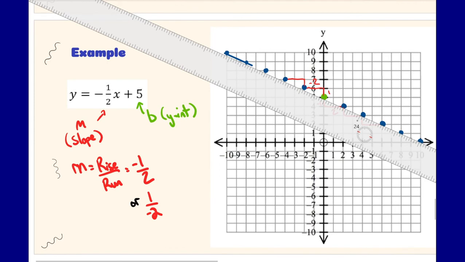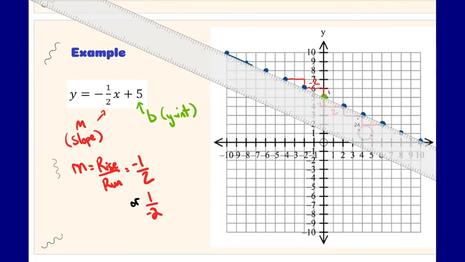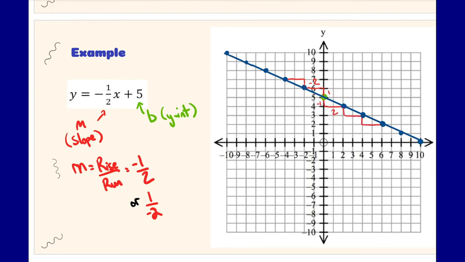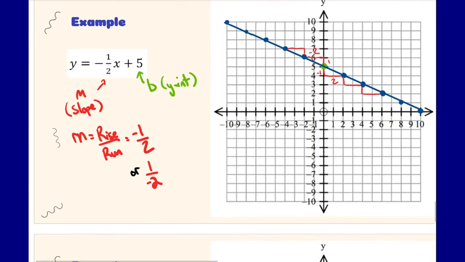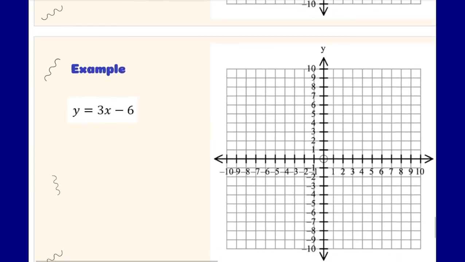I can now connect those dots. And there we have our line drawn. So it's just going in reverse from when we were taking the equation from a line on the graph. We'll do one more example.